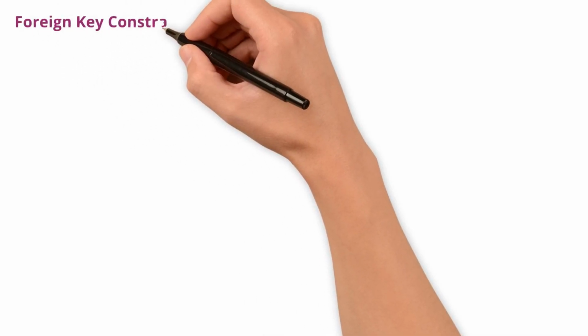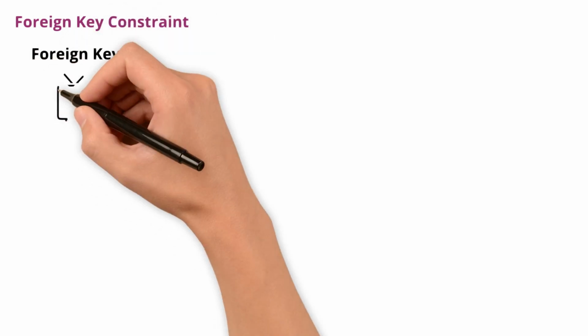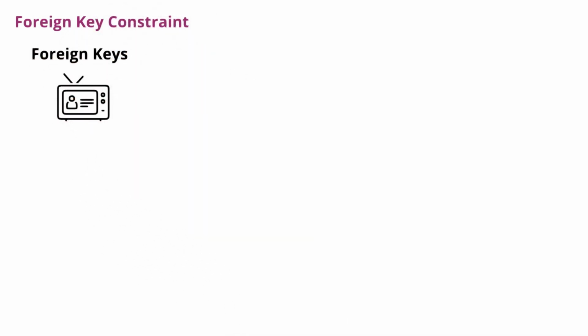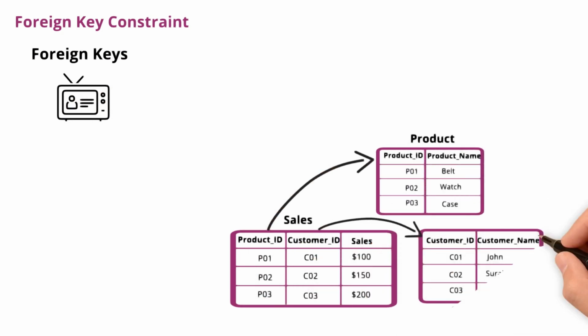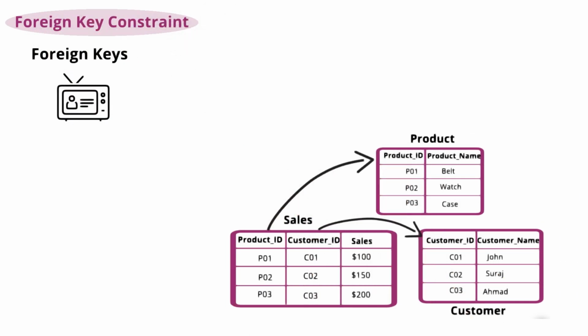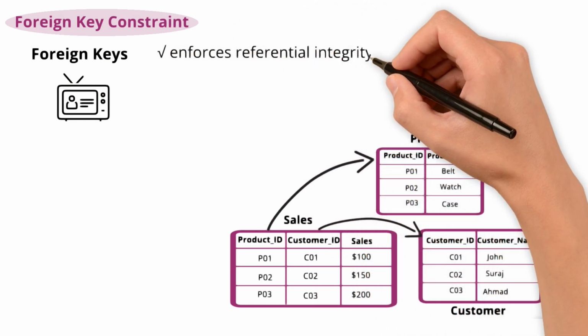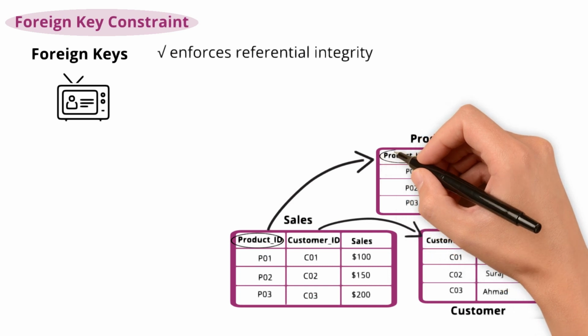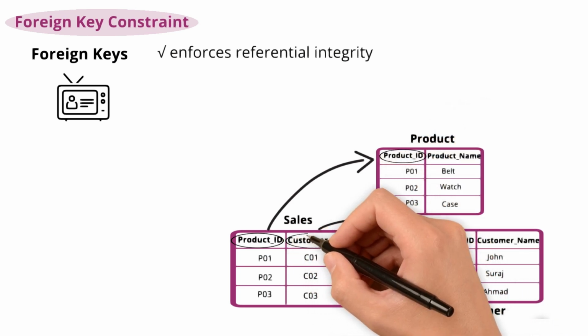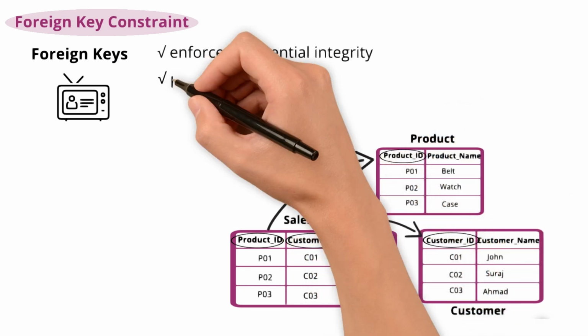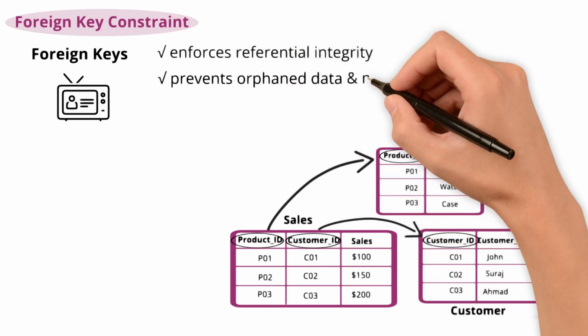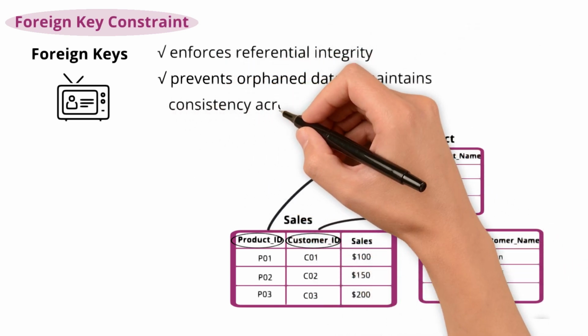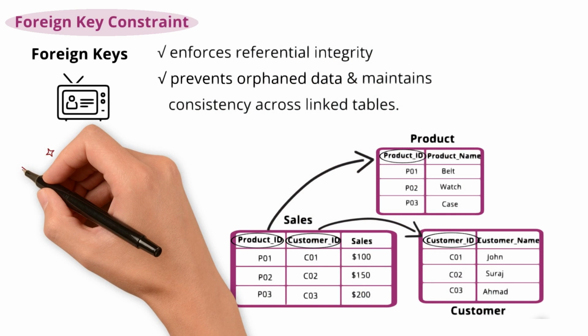Next one, foreign key constraint. We also explored foreign keys in our previous episodes. They establish relationships between tables. The foreign key constraint enforces referential integrity, ensuring that values in a foreign key column actually exist in the reference table's primary key. This prevents orphaned data and maintains consistency across linked tables.